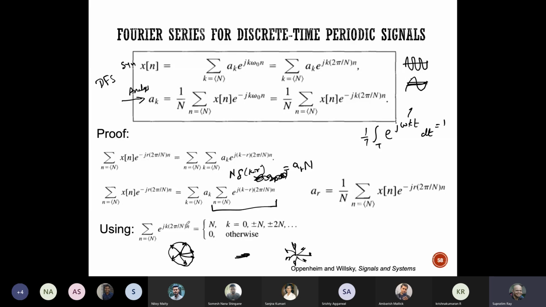So when k is 0, this whole thing becomes 1, irrespective of n. When k is 0, this whole term is just 1. It's e to the power 0. It doesn't matter what n is. So I'm just adding 1 n times. That's why I'm getting n. Okay.